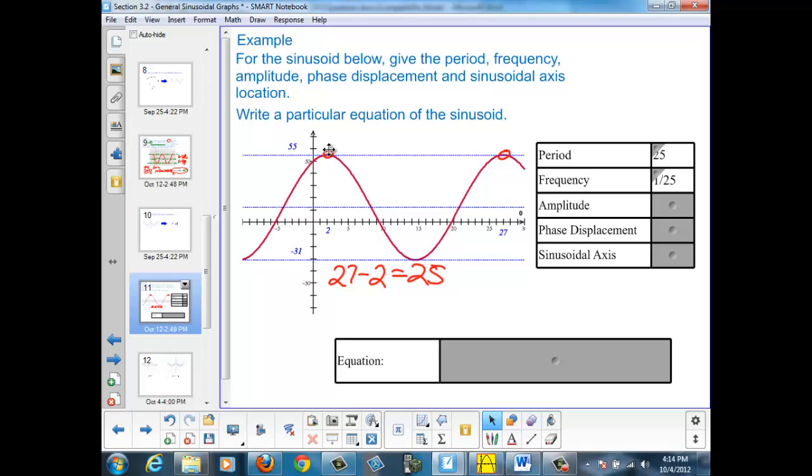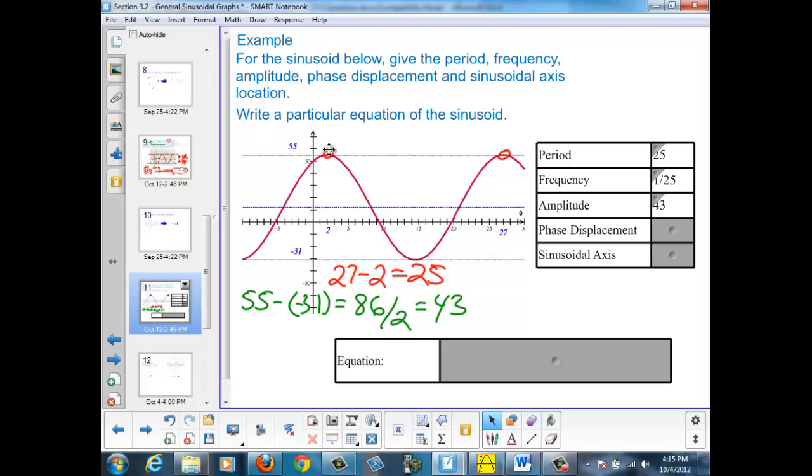We could also recognize that the distance from the upper bound to the lower bound will be twice the distance from the midline to either the upper bound or lower bound. So, the total distance between the upper bound and the lower bound, from 55 down to negative 31, gives us 86 units. Our amplitude would be half that distance because we're only going from the midline. So we divide by 2 and we get an amplitude of 43. There we go.